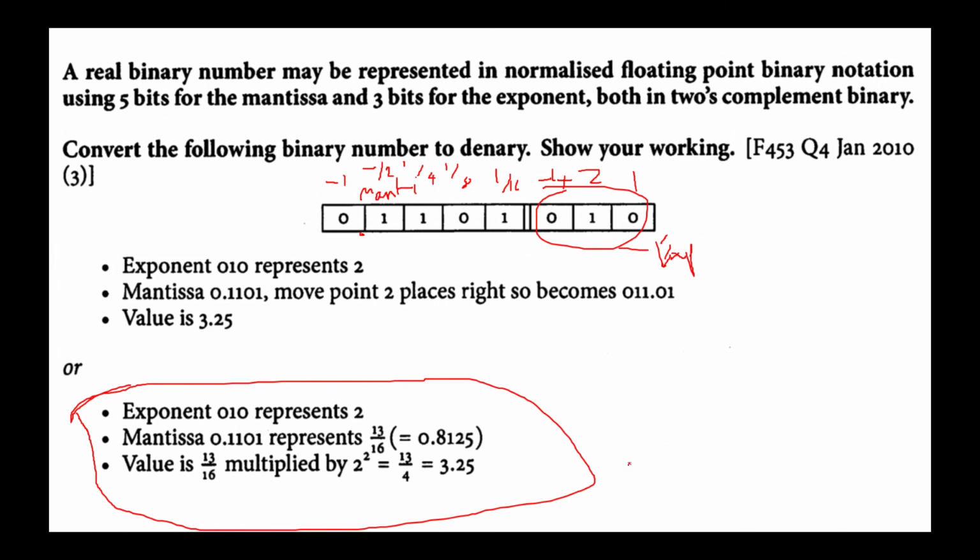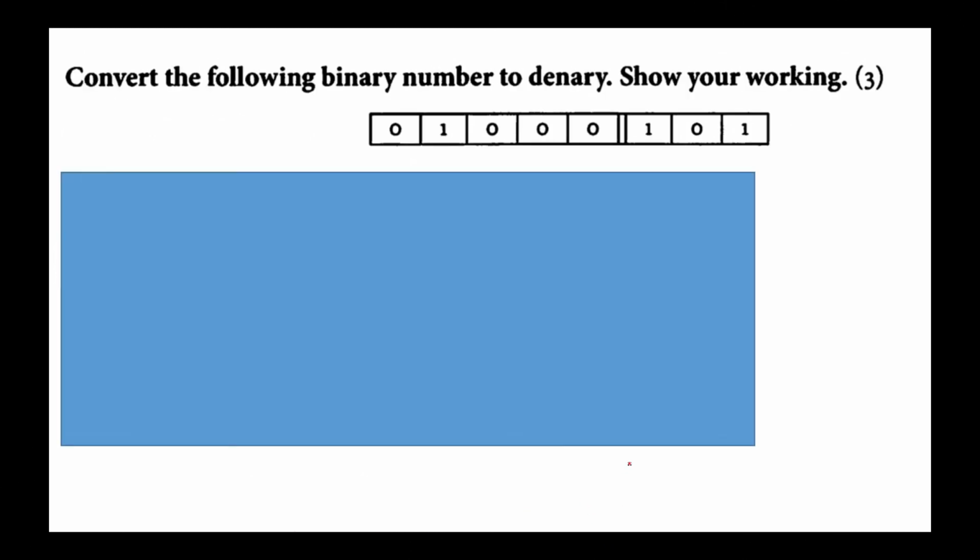Right then, so let's have a look at the next question. Convert the following binary number to a denary number. Show your working, so pause the video if you want to have a go at this. Right then, so convert the following binary number to denary. You might have to normalize this, I'm not sure. I don't think you need to normalize this as it starts as 0.1.